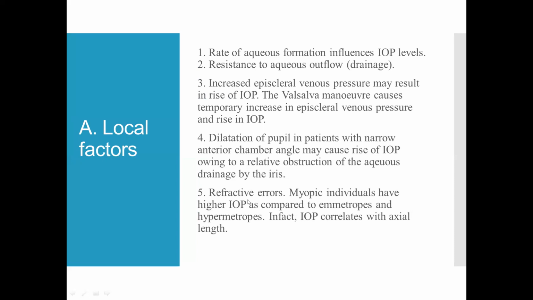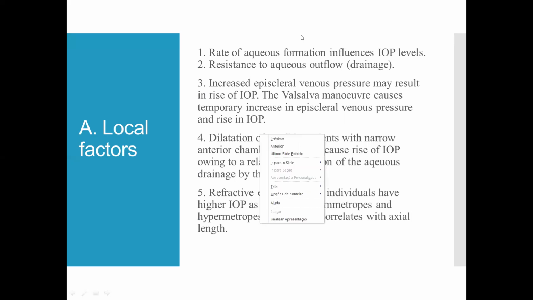5. Refractive errors. Myopic individuals, so these are basically short-sighted individuals, have higher intraocular pressure as compared to emmetropes and hypermetropes. In fact, intraocular pressure correlates with axial length. And I don't know if you have noticed that they say that people that are short-sighted, the axial length is reduced.